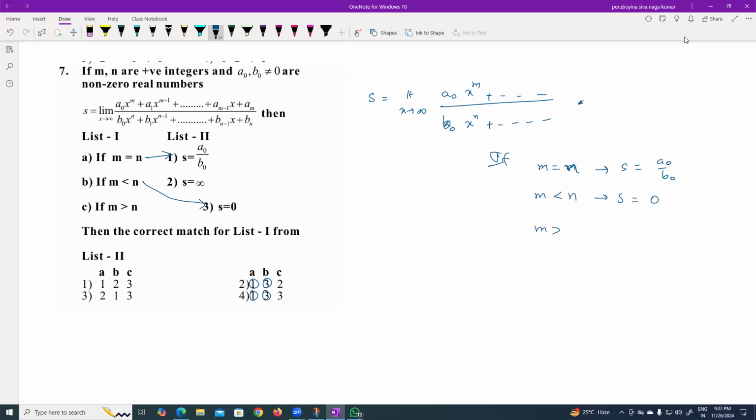And the next point, if m is greater than n, we already learned in the concept, the numerator has the higher power, then the value will be infinite. So the C value will be connected to second. C value is connected to second only in option 2, it shows like that. So therefore, the second option is correct for this question. This is a conceptual problem.